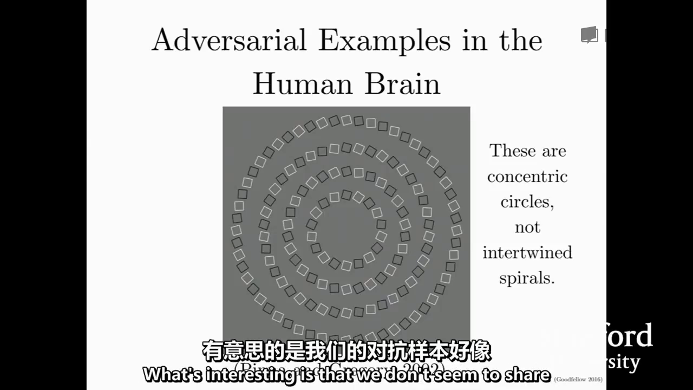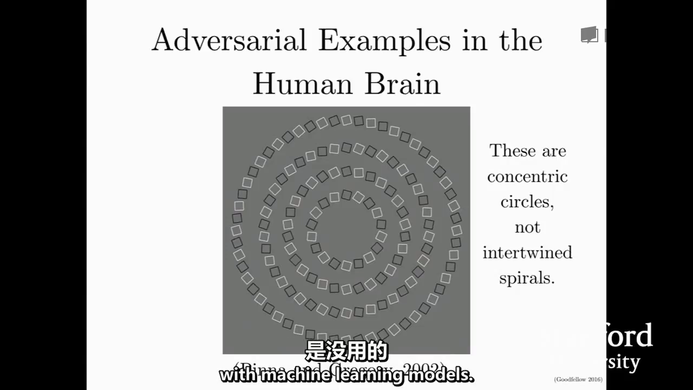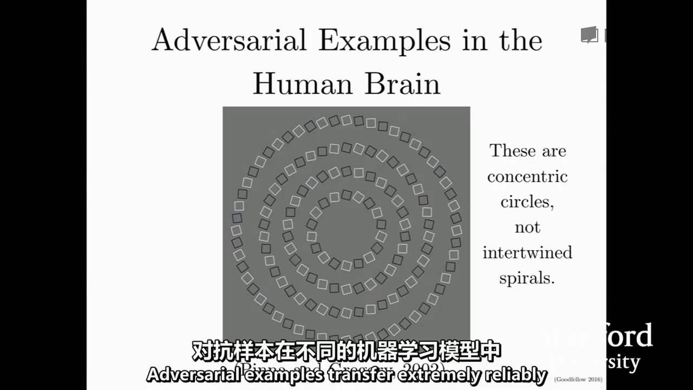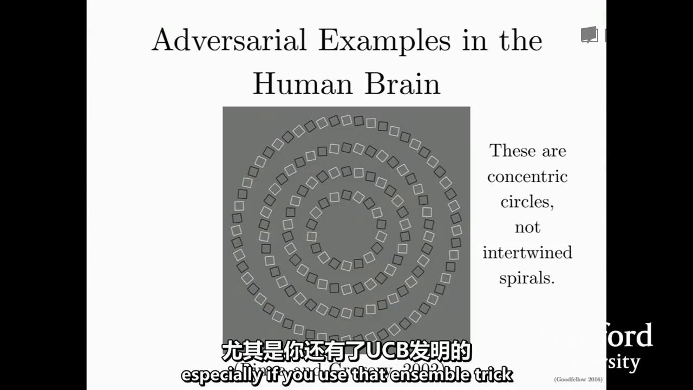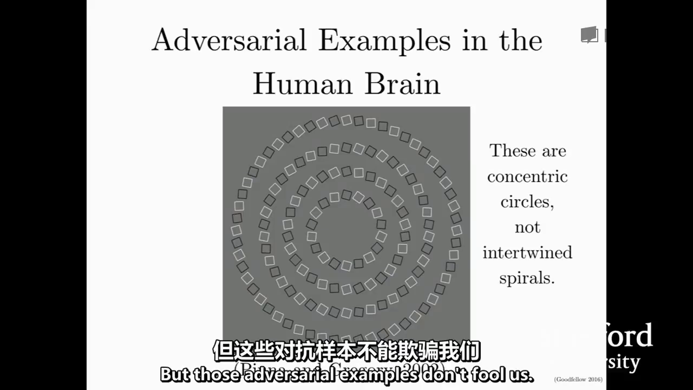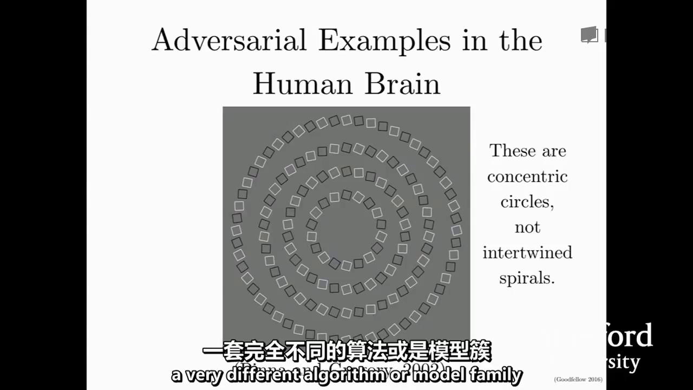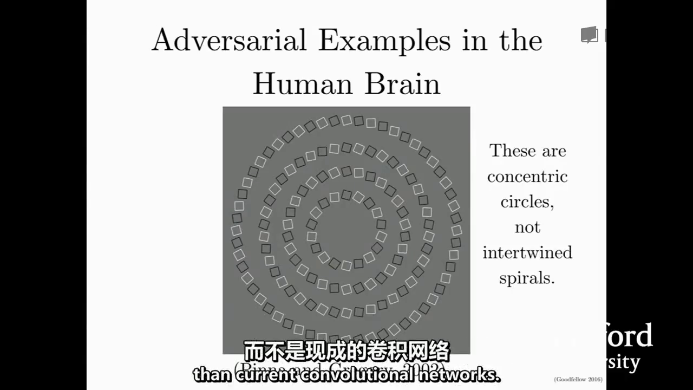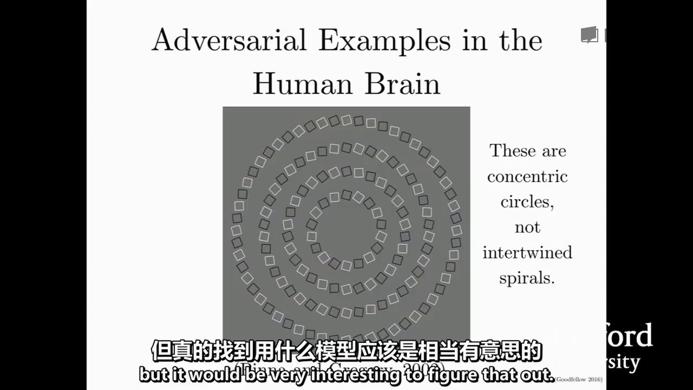What's interesting is that we don't seem to share many adversarial examples in common with machine learning models. Adversarial examples transfer extremely reliably between different machine learning models, especially if you use that ensemble trick that was developed at UC Berkeley. But those adversarial examples don't fool us. It tells us that we must be using a very different algorithm or model family than current convolutional networks. And we don't really know what the difference is yet, but it would be very interesting to figure that out.